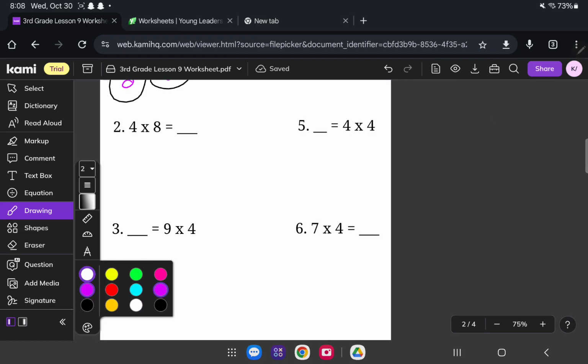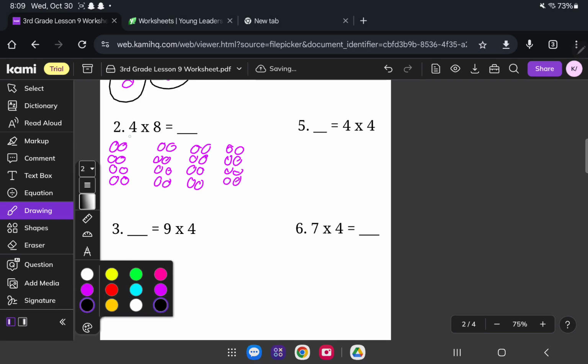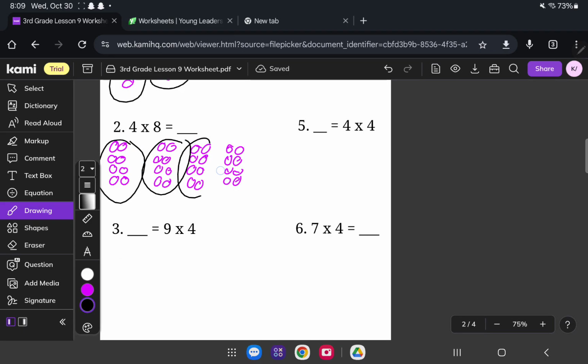Number 2, we have 4 times 8, which is like 4 groups of 8 or 8 groups of 4. Here I'll do 4 groups of 8, so that's 1 group, 2 groups, 3 groups, and then 4 groups. So then if we count it all out, we would get 32.